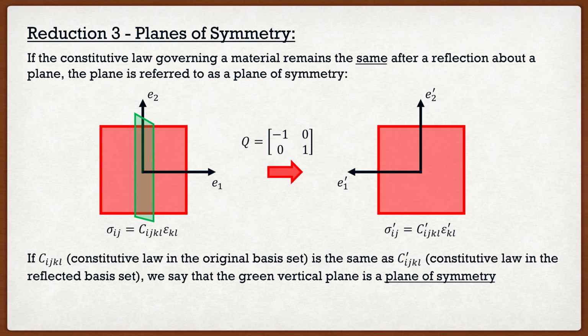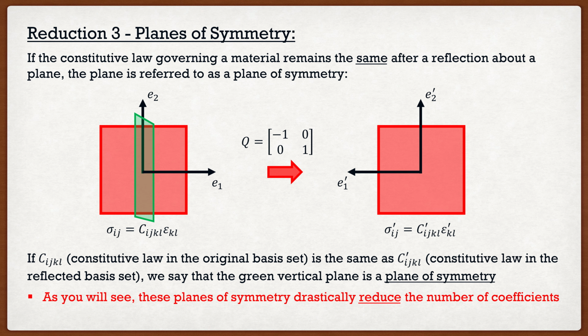So we say that if Cijkl, which is the constitutive law in the original basis set, so E1 and E2, is the same as C prime ijkl, which is the constitutive law in the reflective basis set, we say that that green plane there is a plane of symmetry. Why are these so great? Well, it's going to drastically reduce the number of coefficients that we want to figure out.